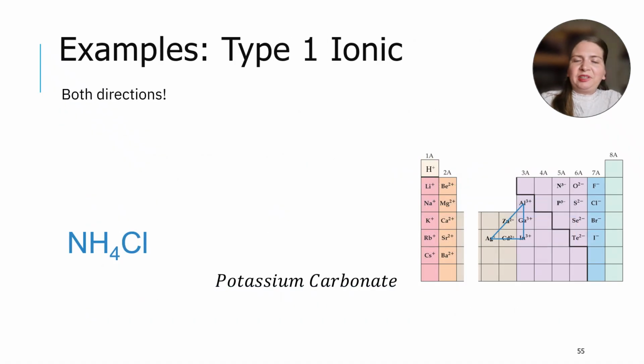Here are some examples of type 1 ionic compounds. Our first example is NH4Cl. The cation is always written first in the chemical formula, and the anion is always written second. The cation is ammonium, NH4+, which is a polyatomic cation. The anion is chloride, Cl-.